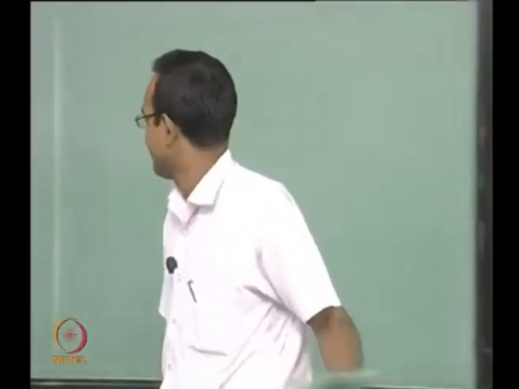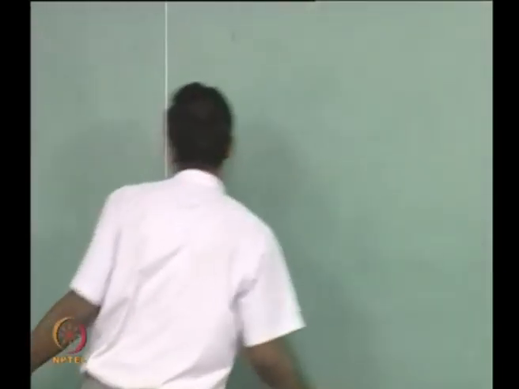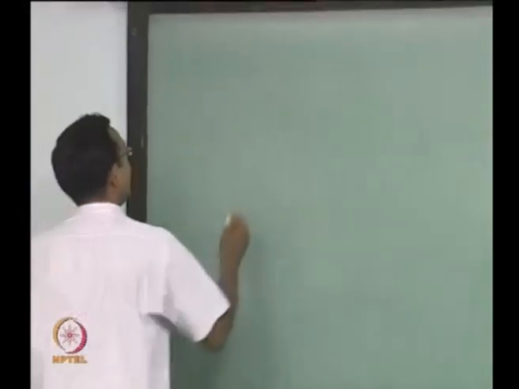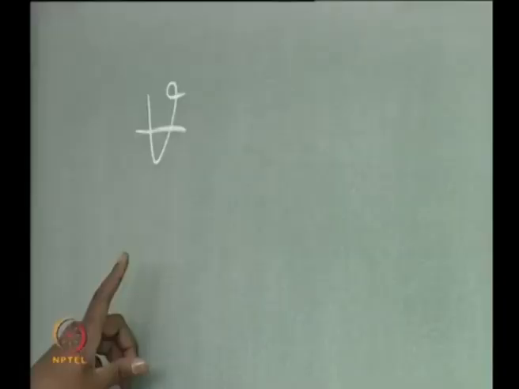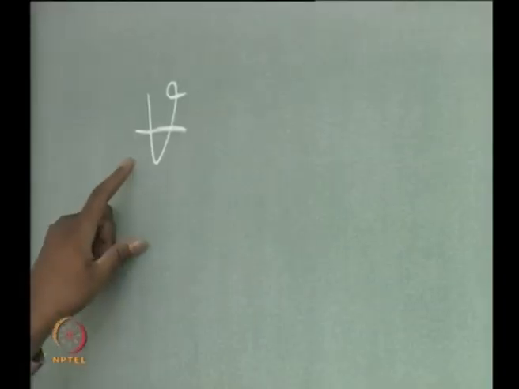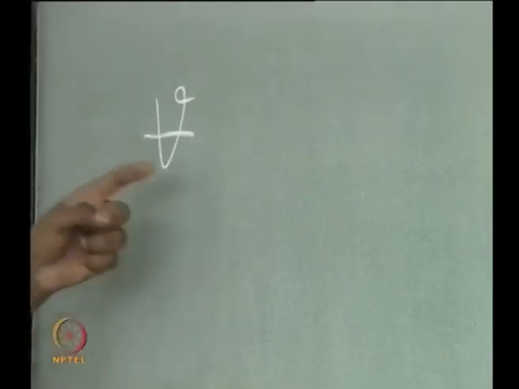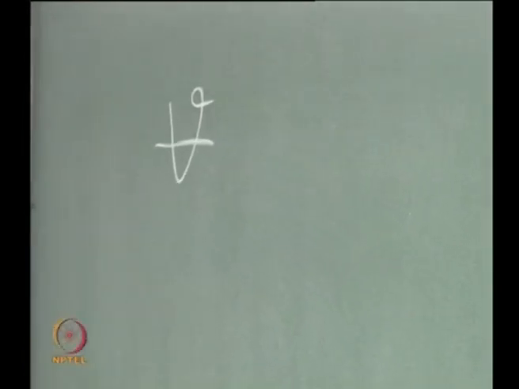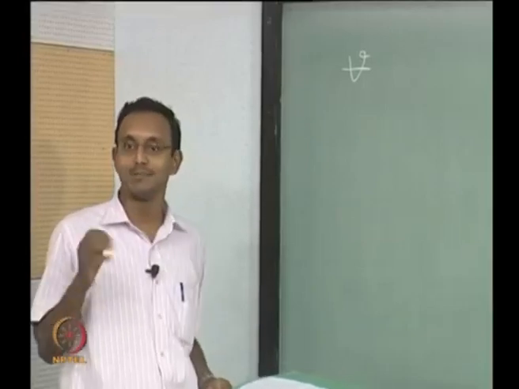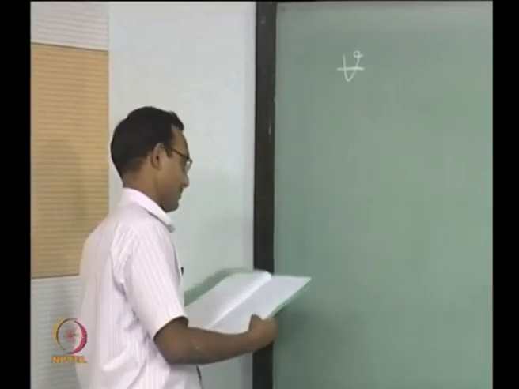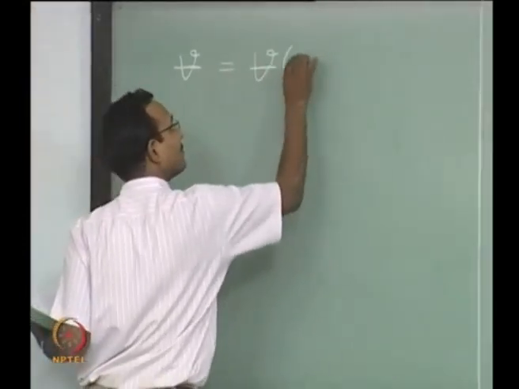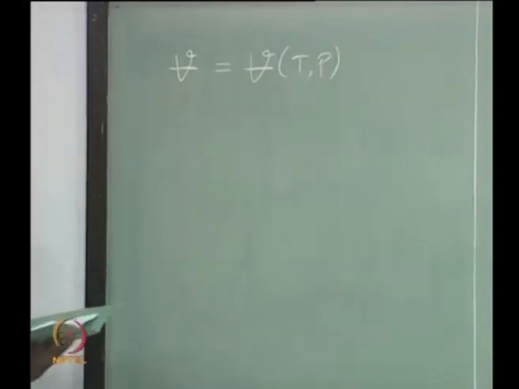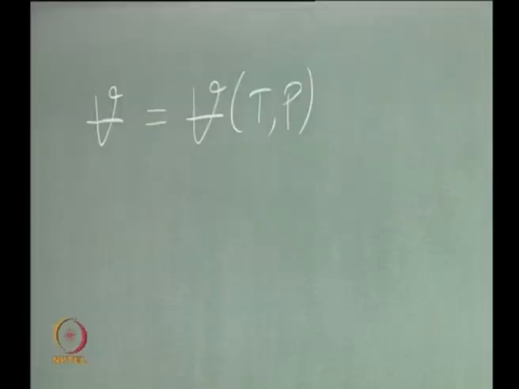So, now we will write something on the board. I will use this notation for specific volume, mass specific volume, that is volume per unit mass, and I put this cut for V to tell that it is volume, versus if there is no cut, I will use it for velocity. We will keep it that way. We will write this as a function of temperature and pressure because we know that these two can change it.